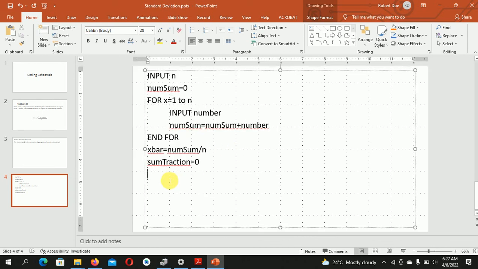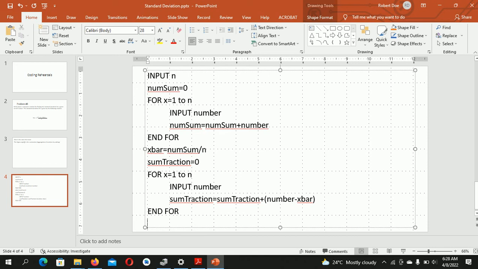All right, so subtraction now equals 0, and subtraction is going to be like this. Then we have a loop that's going to move from 1 to n. Then we input a number again, taking numbers again. After we take the number, subtraction is supposed to have the value of subtraction plus the particular number the user entered minus x bar, right? The moment we get it this way, we end our for.